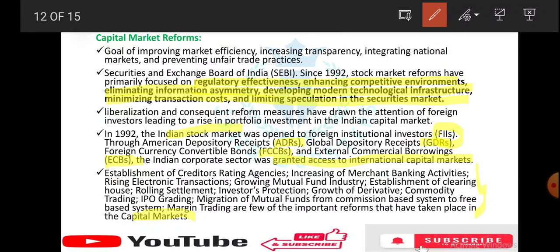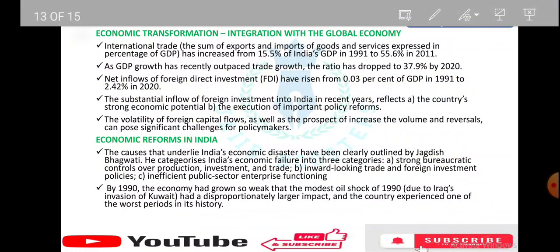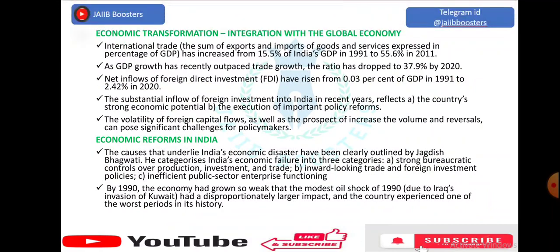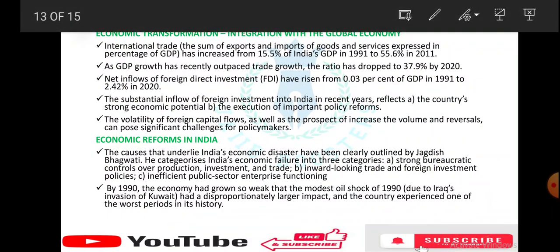Just read this point once. Next, economic transformation, the integration with the global economy. Here FDI has risen from 0.03% of GDP in 1991 to 2.42% in 2020. And there is also an increase in volume and reversals.